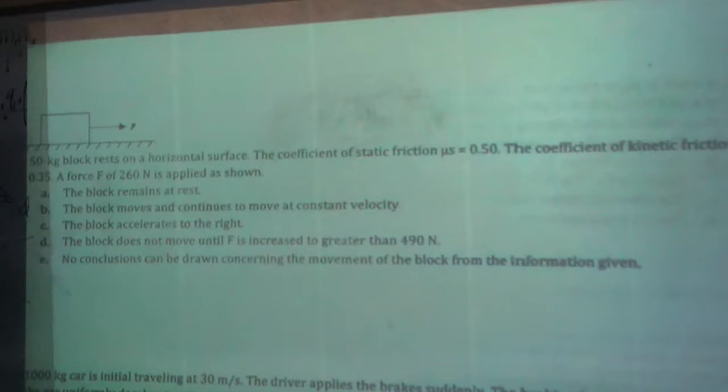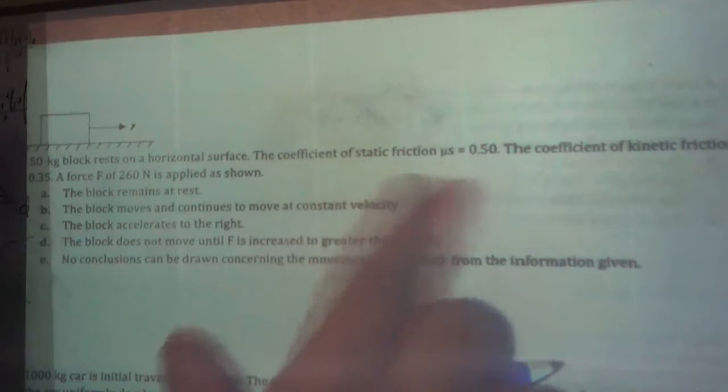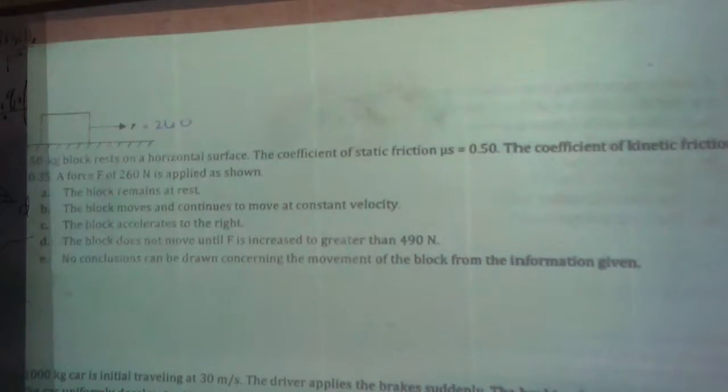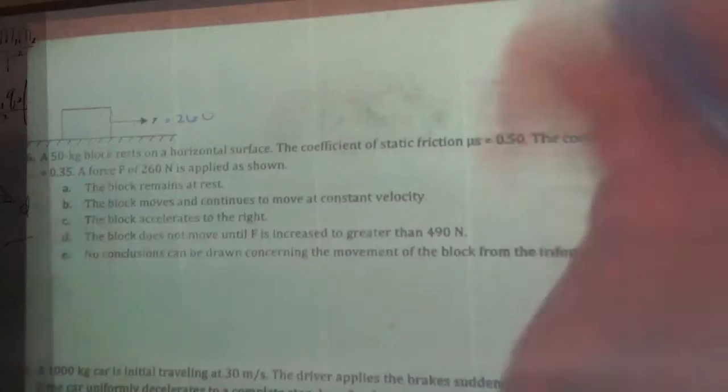16, we've got a 5 kilogram block resting on a horizontal surface. The coefficient of static friction is 0.5, the coefficient of kinetic friction is 0.35, and we have a force of 260 newtons applied as shown. So this is 260 newtons, and we want to know, oh sorry, I didn't put a question here, what is happening then? So let's think about it.